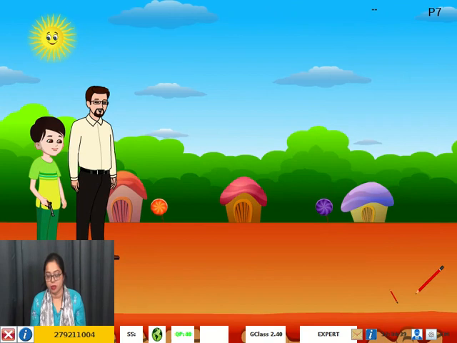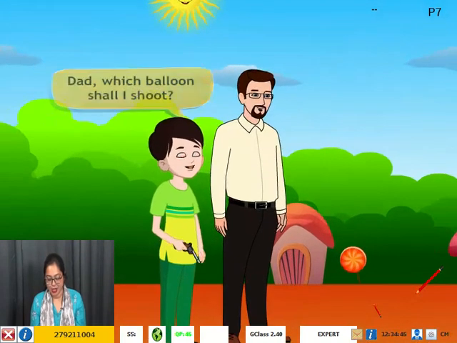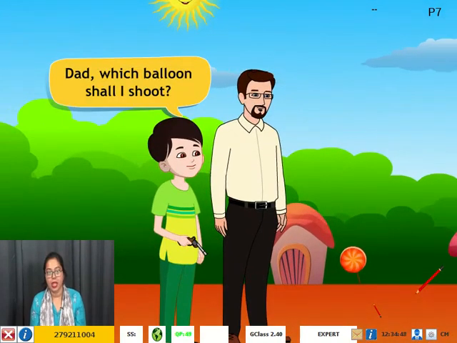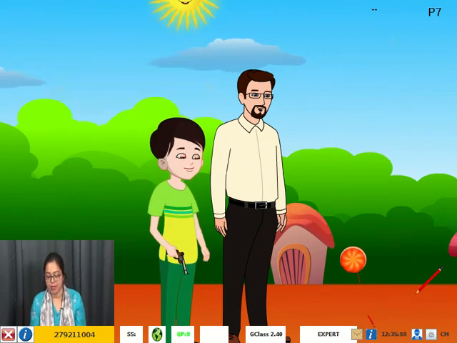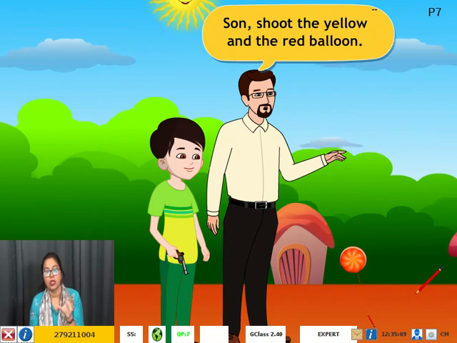So see here on the screen, what do you see? You see a girl, a boy and a man standing and the sun is shining so bright, isn't it? So see here, what is he saying? Dad, which balloon shall I shoot? So he or she is asking his dad which balloon shall I shoot? He's asking permission, isn't it? Son, shoot the yellow and the red balloon. So what is the dad answering? Son, shoot the yellow and the red balloon.